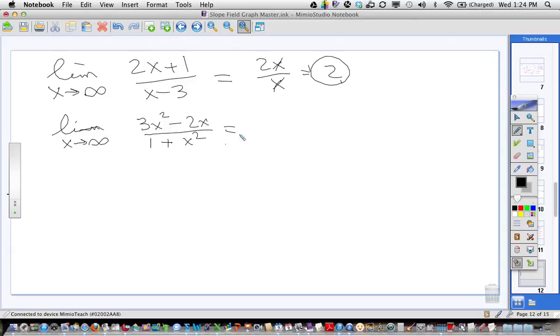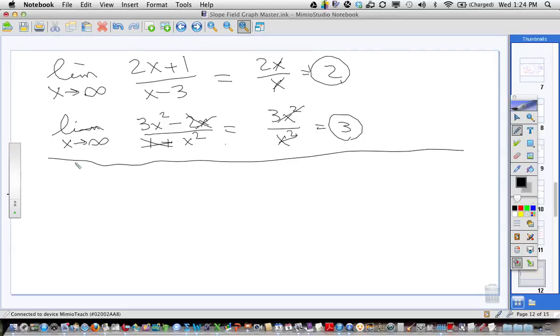But literally, this does not matter. And this does not matter. So it becomes this, which is 3. Okay? Now, all right, now we can go a little quicker with it.